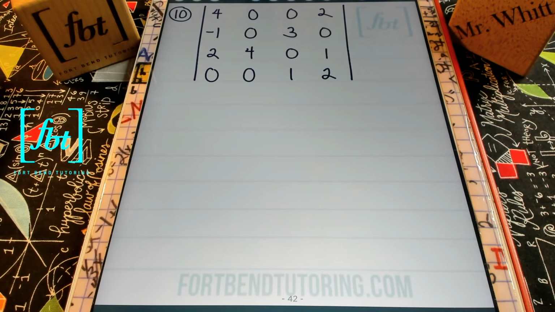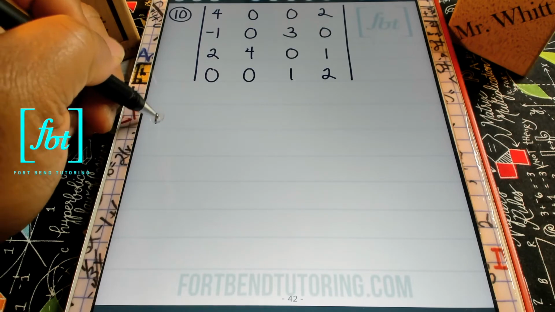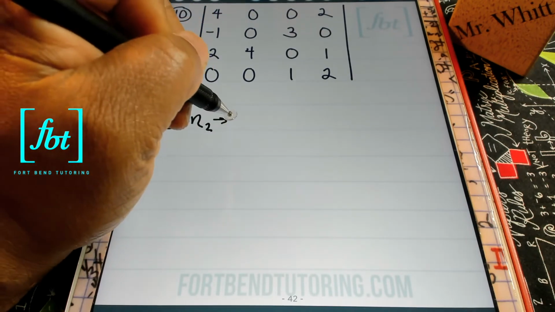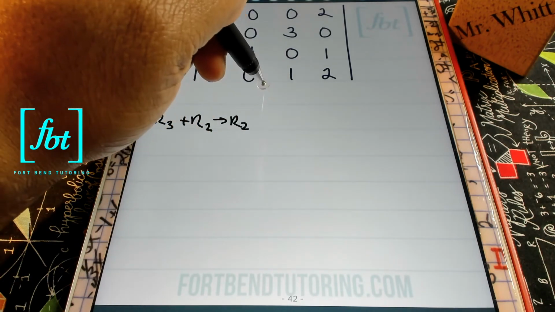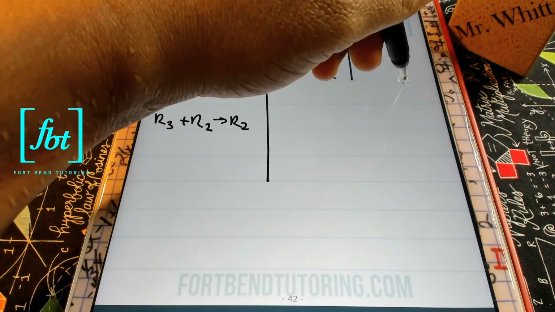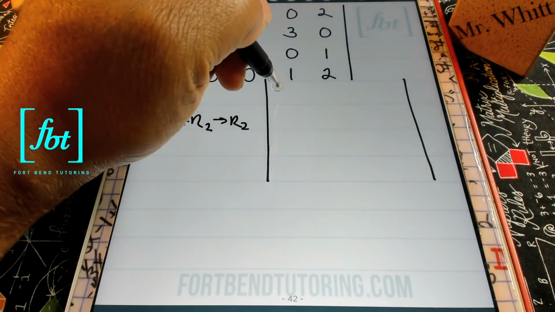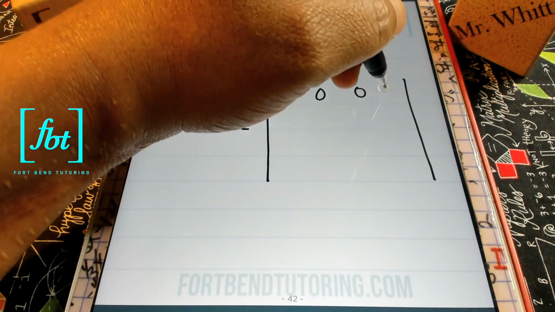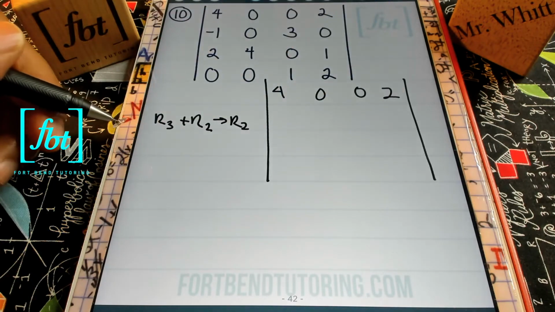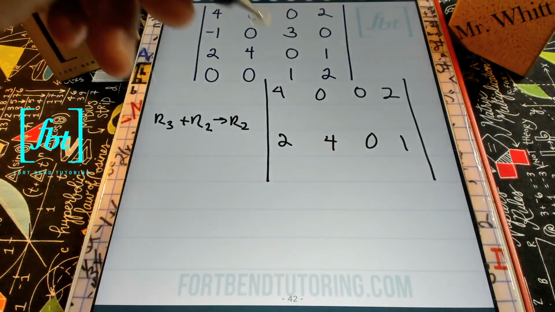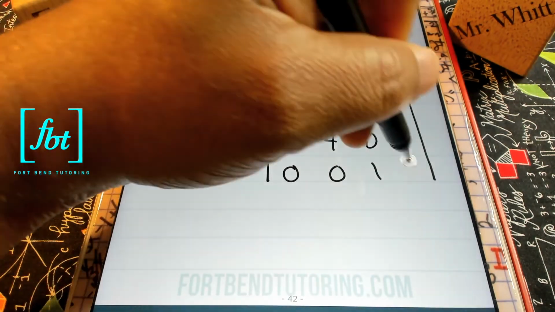My first row operation is going to be to combine row 3 and row 2 together, placing the result in row 2. That's what I'll be doing first. Just like this. So we'll be bringing down rows 1, 3, and 4 as they will go unchanged. So I'll have 4, 0, 0, 2, as well as 2, 4, 0, 1, and 0, 0, 1, 2.